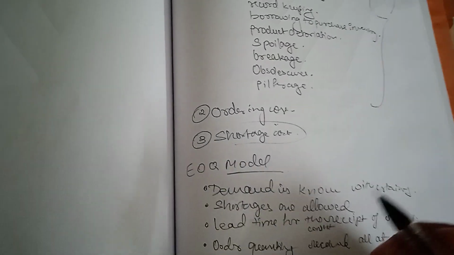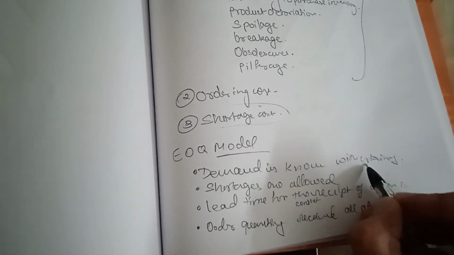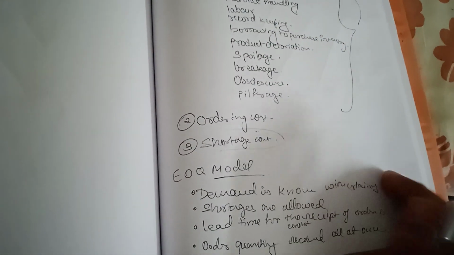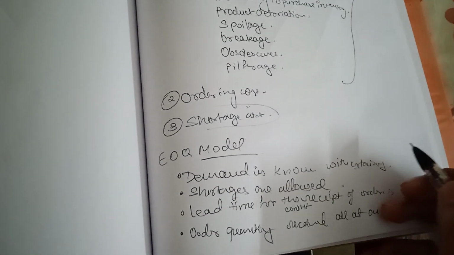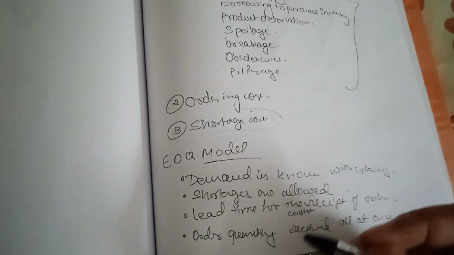In this EOQ model, we are assuming certain things. Demand is known with certainty, and we know the demand. There is no sudden up and down in the demand. Shortages are allowed, we can say that.